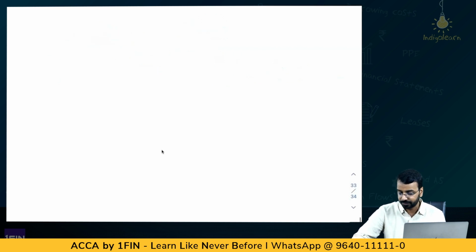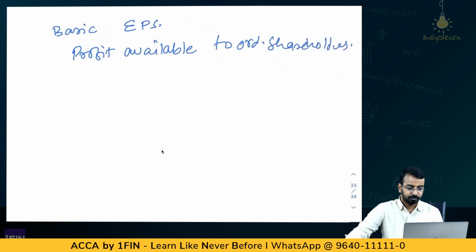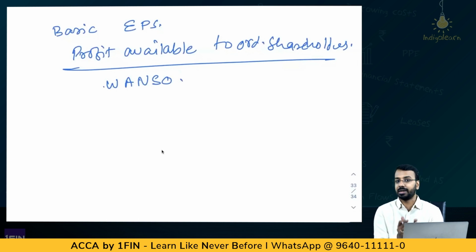Now when you come to EPS, you have basic EPS and diluted EPS. When you calculate basic EPS, you take profit available or attributable to ordinary shareholders divided by weighted average number of shares outstanding. Weighted average number of ordinary shares outstanding. Now to calculate weighted average number of shares, there are two methods which I have taught you in the class. You can take whichever method you are used to.